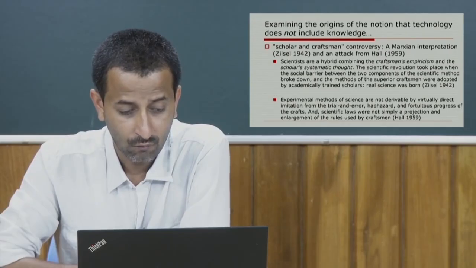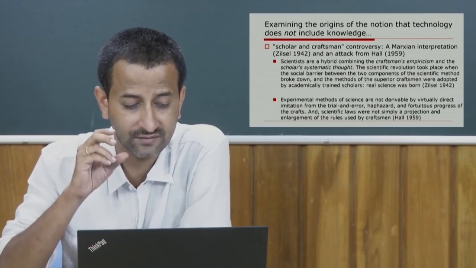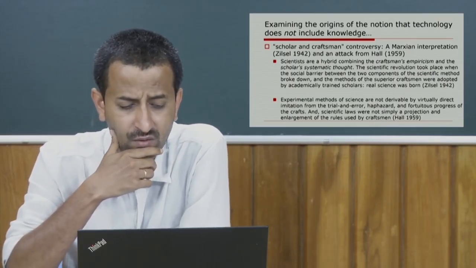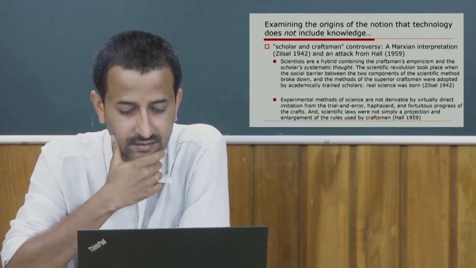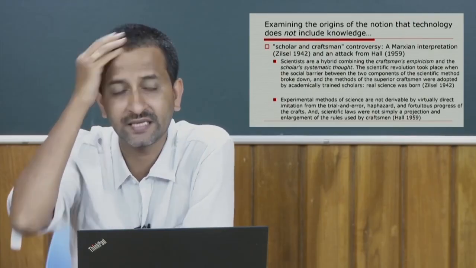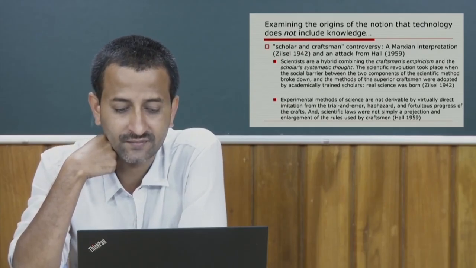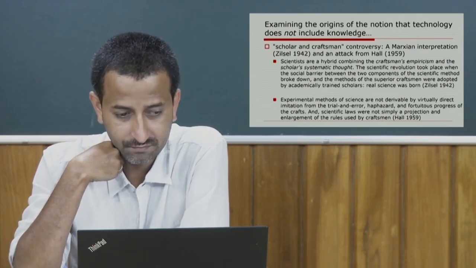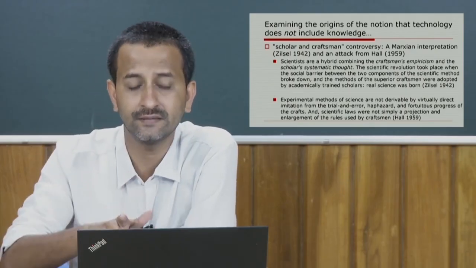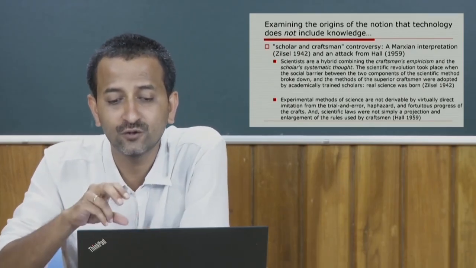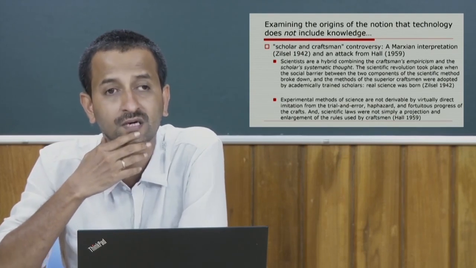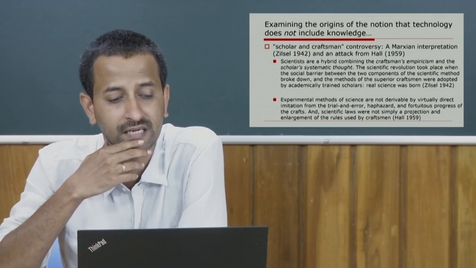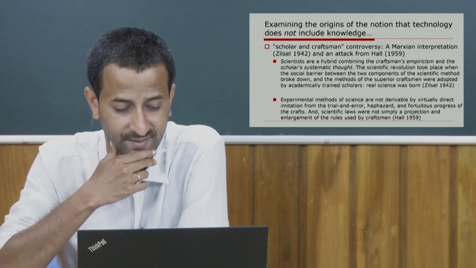One of the most effective of those who attacked Zilsel's theory was Hall. In a series of classic studies, he refuted the notion that the experimental methods of science were derivable by virtually direct imitation from the trial and error, haphazard and fortuitous progress of the craft. And scientific laws were not simply a projection and enlargement of the rules used by craftsmen.